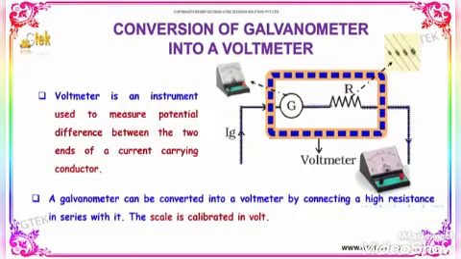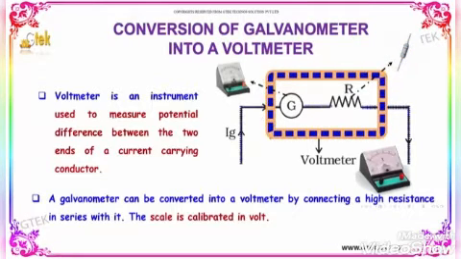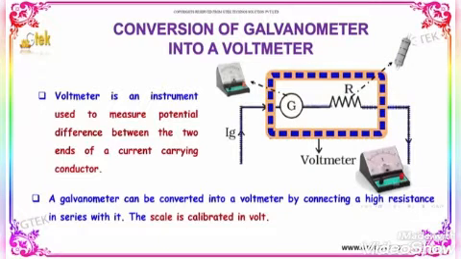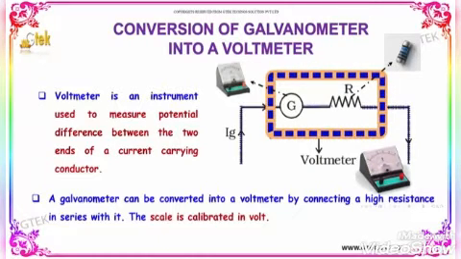Conversion of galvanometer into a voltmeter. Voltmeter is an instrument used to measure potential difference between the two ends of a current carrying conductor. A galvanometer can be converted into a voltmeter by connecting a high resistance in series with it. The scale is calibrated in volt.